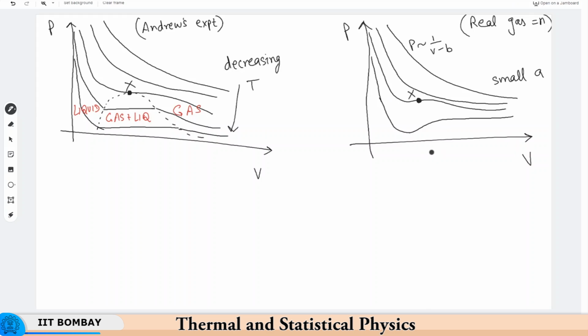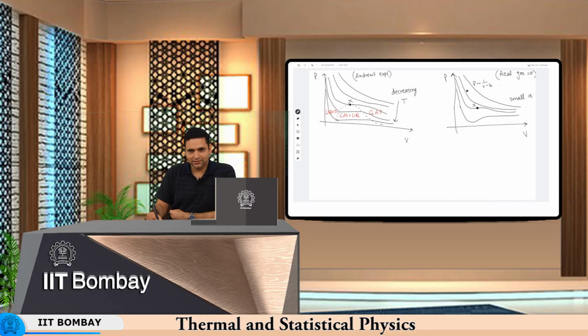Now the first thing that stands out when we compare these two curves is that up to point X, the comparison is quite okay, but as we increase the value of A, it becomes less okay. So when I say small A, this is also decreasing T. Okay, so this is increasing A.